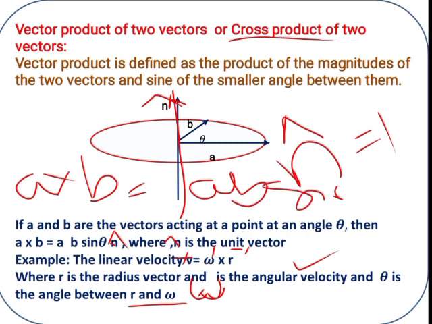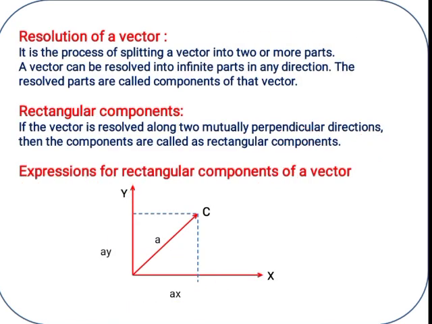If it is a scalar or dot product, a dot b is equal to ab cos theta. This is the procedure of writing the product symbol or the multiplication of the two vectors. Next one, resolution of vector. It is the process of splitting a vector into two or more parts. A vector can be resolved into infinite parts in any direction. The resolved parts are called components of that vector.